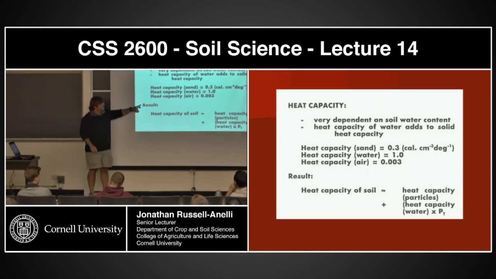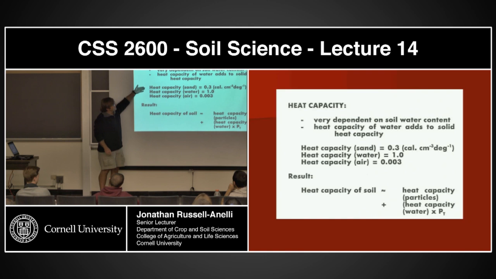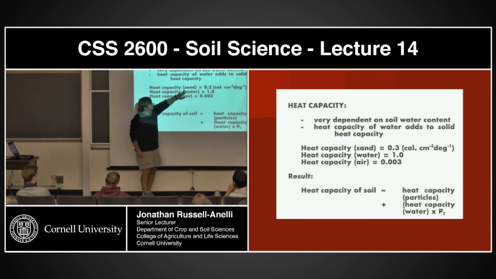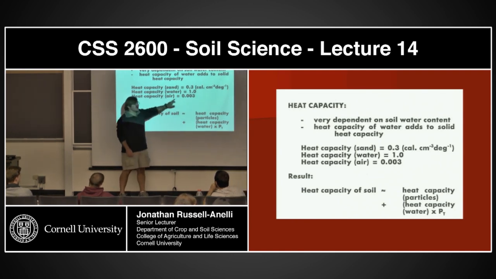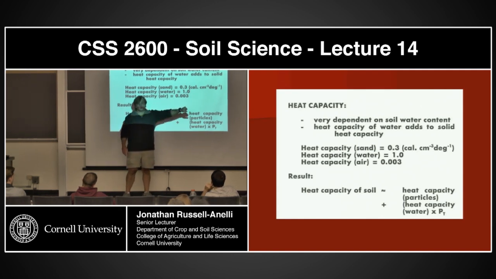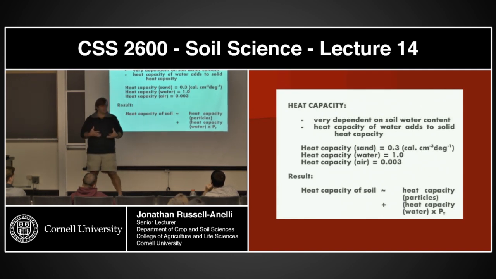The result of this is, well, okay, I put these in here just so you can see some comparisons. Heat capacity of sand is 0.3. Heat capacity of water is 1. Heat capacity of air, because there's not very much stuff in here, is 0.003. Okay, just to give you an image of this.